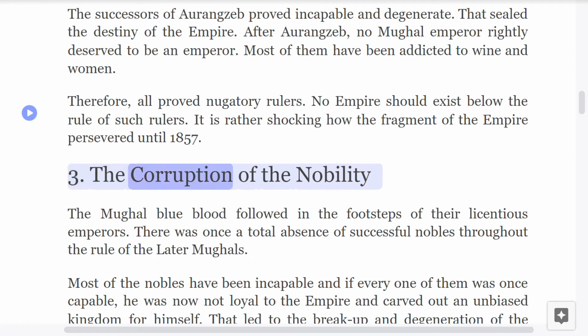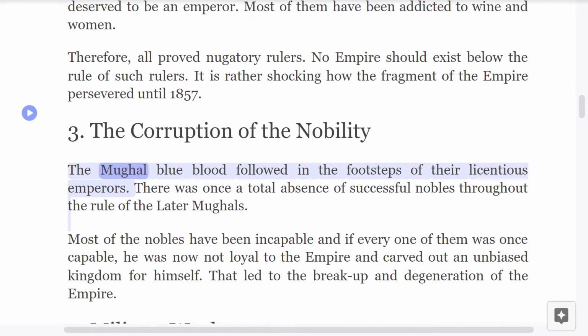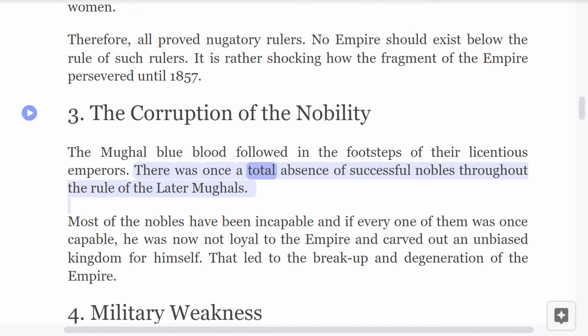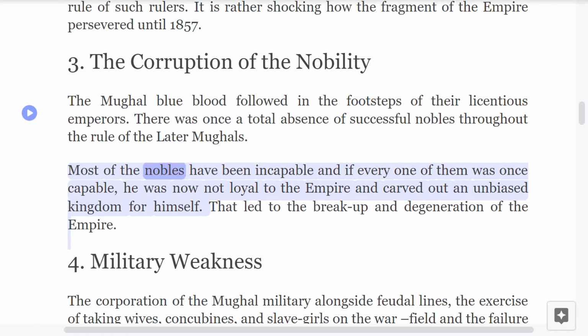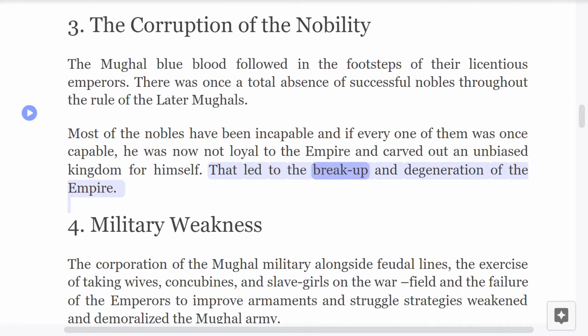3. The corruption of the nobility. The Mughal nobles followed in the footsteps of their licentious emperors. There was a total absence of successful nobles during the rule of the later Mughals. Most of the nobles were incapable, and if one of them was capable, he was not loyal to the empire and carved out an independent kingdom for himself. That led to the breakup and degeneration of the empire.